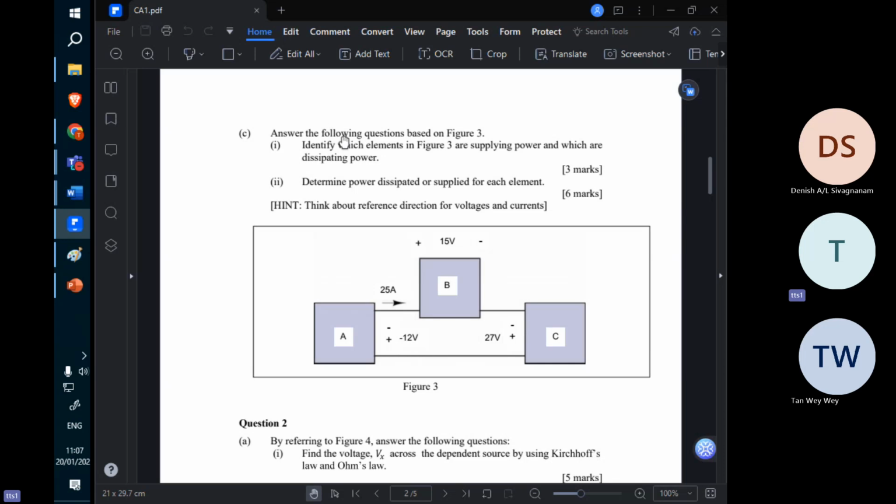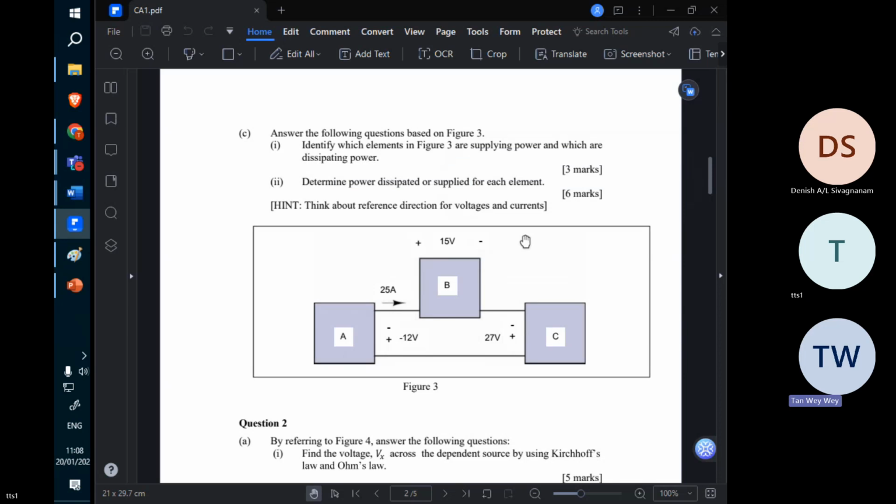So let's read the question first. Identify which elements, so this element B, element A, and identify which element is supplying power, which is dissipating the power. Okay, this is part 1. Part 2 says to determine the power dissipated or supplied for each element here. So we have 3 elements, and we want to calculate the power for these 3 elements.